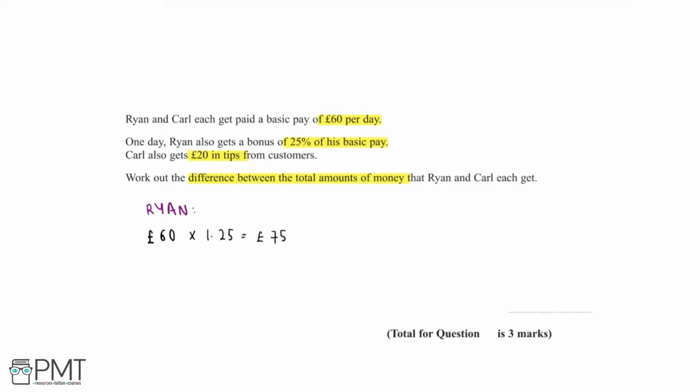Now we can work out how much Carl was paid. We're told that Carl receives £20 in tips from customers, which means that his total pay was £60 plus an additional £20, which will give us an answer of £80.